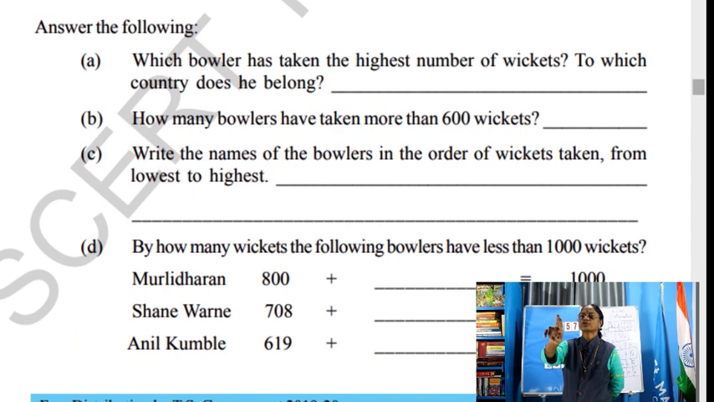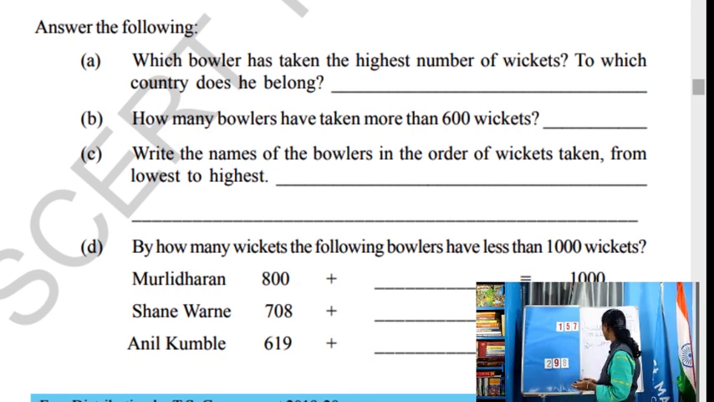See the second question B. How many bowlers have taken more than 600 wickets? Means what is your answer? Your answer is like this. What will you write in the answer? You have to write 3.